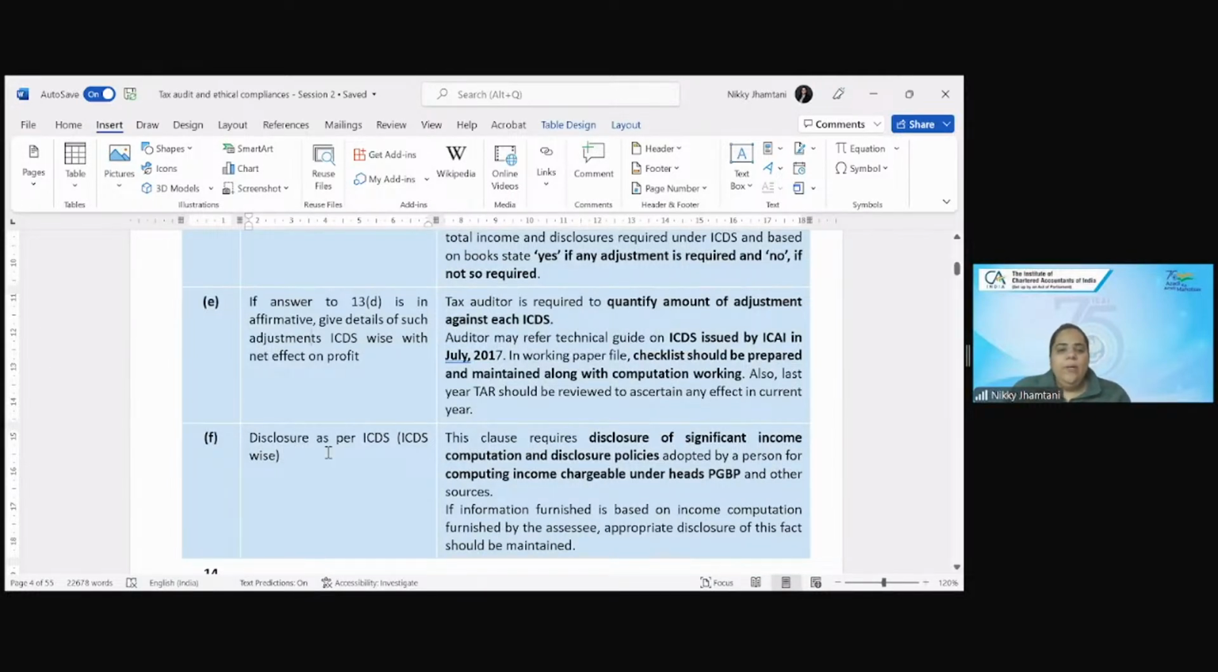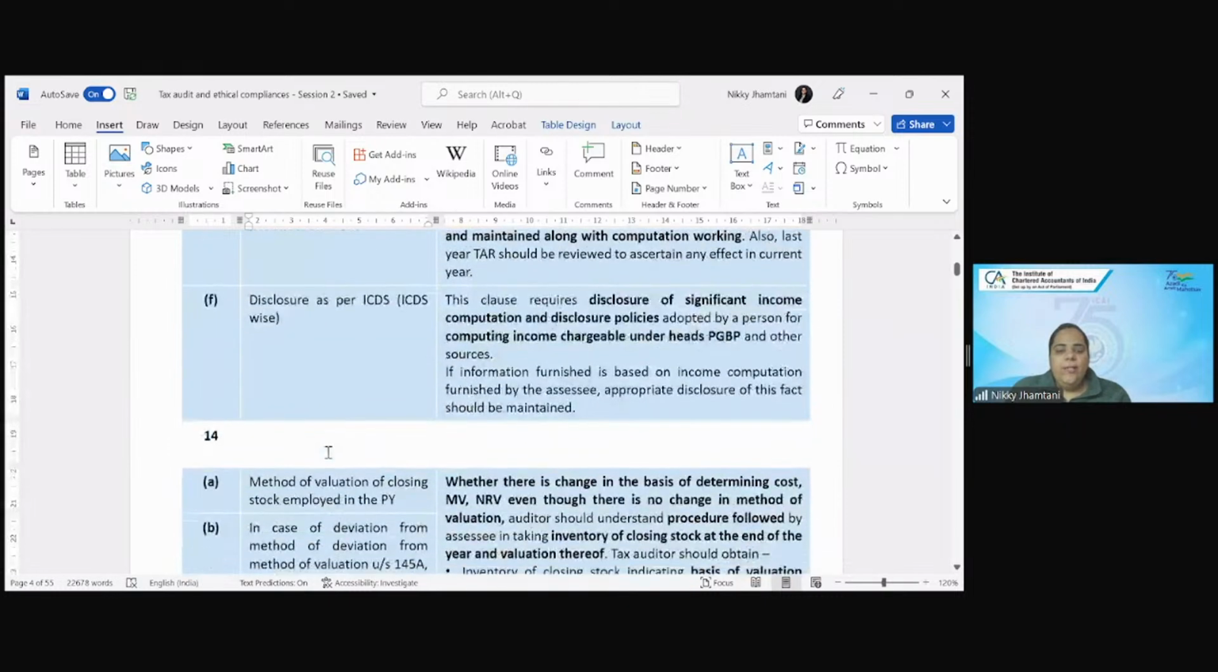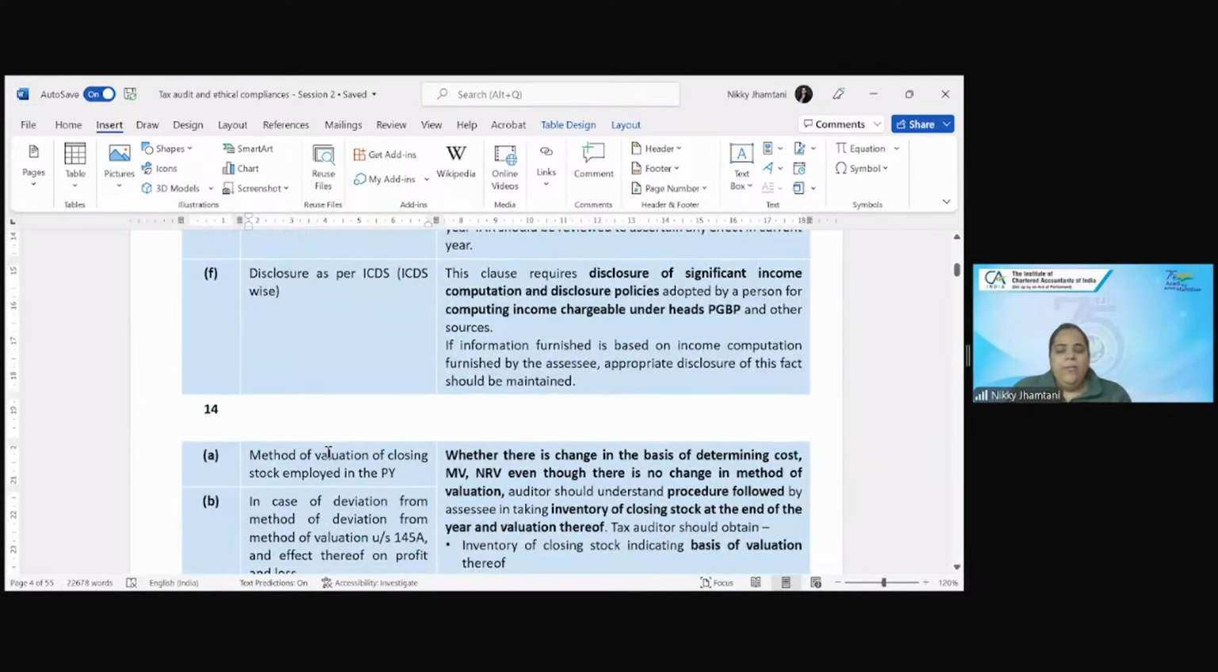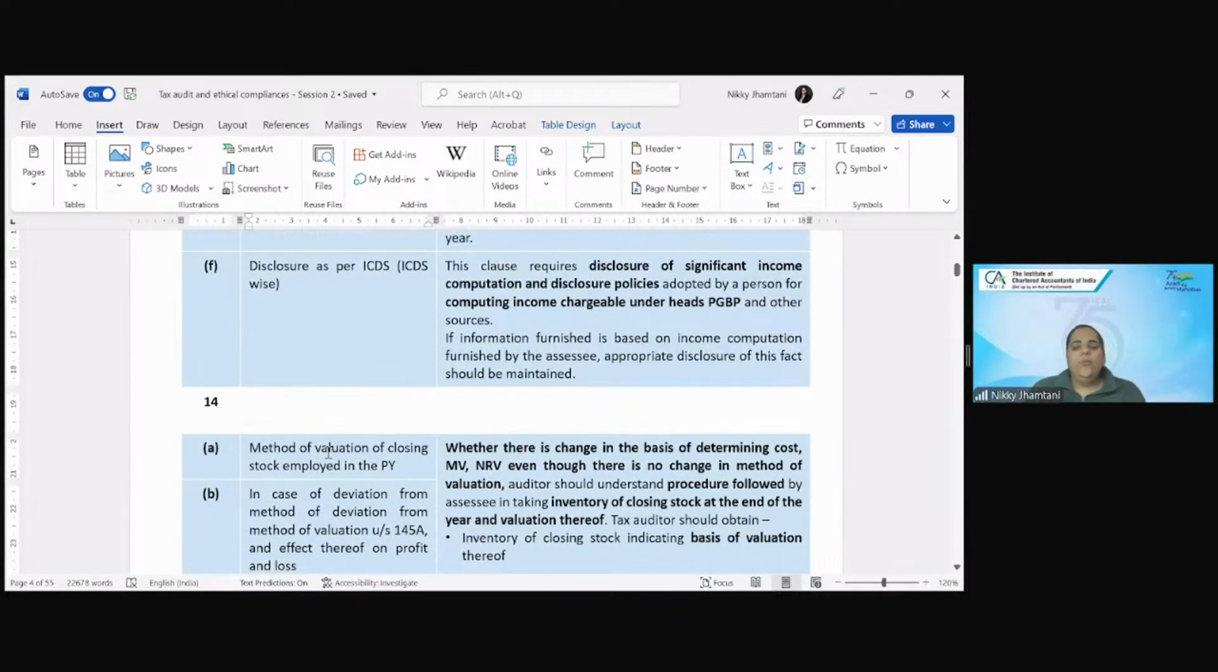Next point F, disclosure as per ICDS wise. This clause requires disclosure of significant income computation and disclosure policies adopted by a person for computing income chargeable under PGBP and other sources. If information furnished is based on income computation furnished by the assessee, appropriate disclosure of this fact should be maintained.